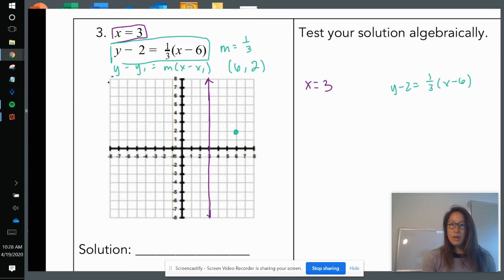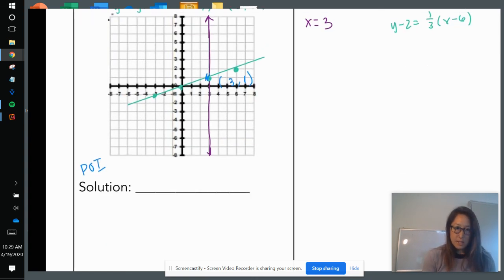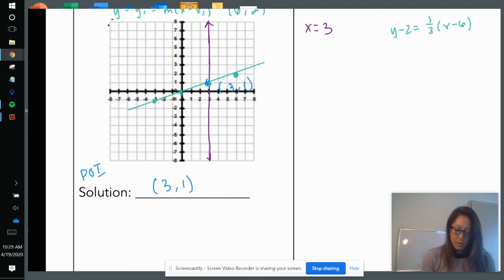And from there, I can count my slope. I'm going to count down and to the left. So down and to the left, 1, 2, 3. Down, 1, 2, 3. Down, 1, 2, 3. And then I'm going to graph this line in. All right, so my point of intersection here is at 3, comma 1. So my point of intersection, which I'm going to abbreviate as POI, is 3, comma 1.